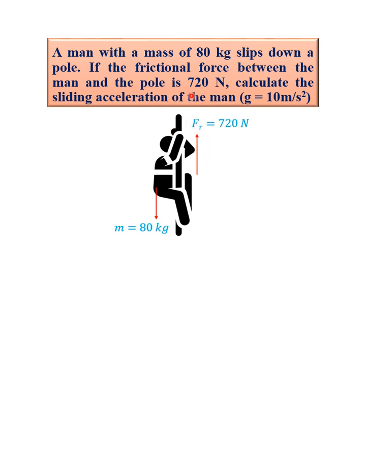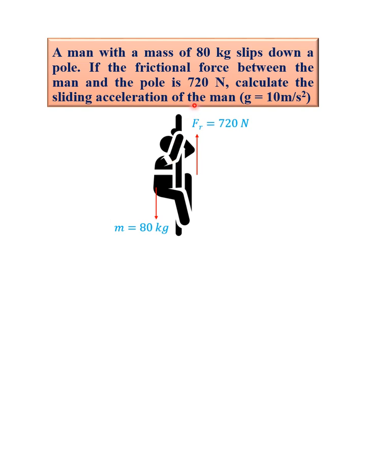According to the question, we have to calculate the sliding acceleration of the man. So the man is sliding down, which means there is still some amount of force pulling the man down, and we want to know the acceleration with which the man is coming downward. Of course, if the frictional force is equal to or greater than the weight, the man will stay there forever without sliding down unless there is an external force.